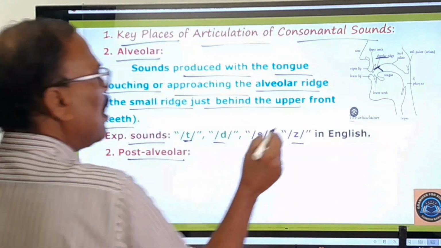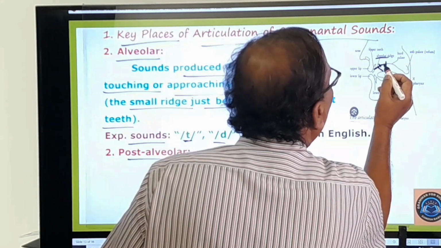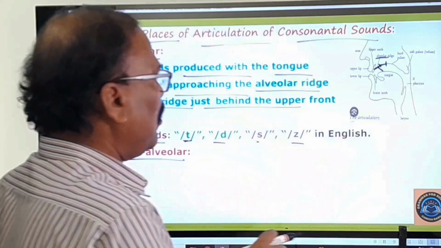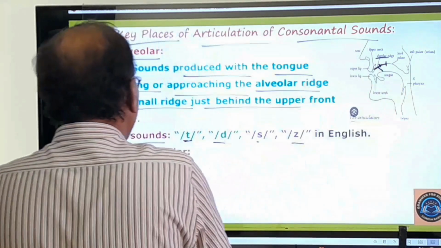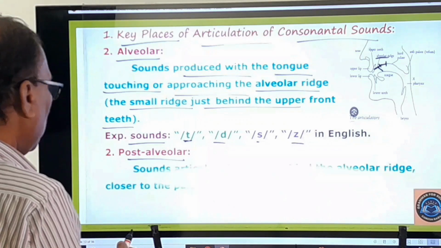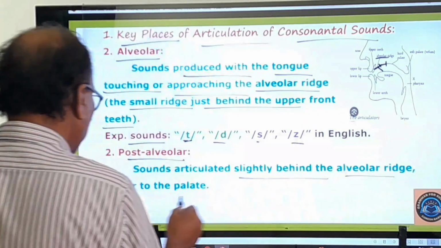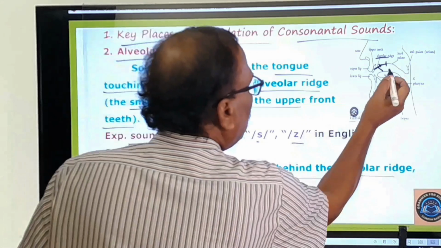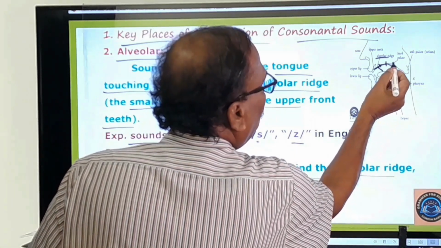Post alveolar means beyond the alveolar ridge. The area behind the alveolar ridge is called the post alveolar ridge. What are the sounds produced there? Sounds articulated slightly behind the alveolar ridge, closer to the palate. So this is the alveolar ridge, then the post alveolar ridge, and this is called the hard palate.